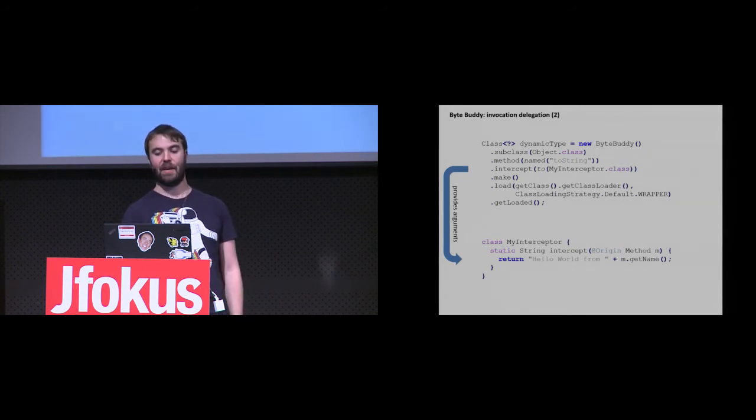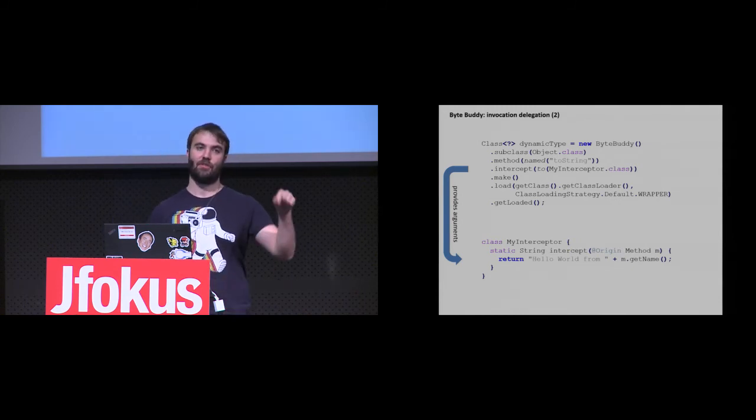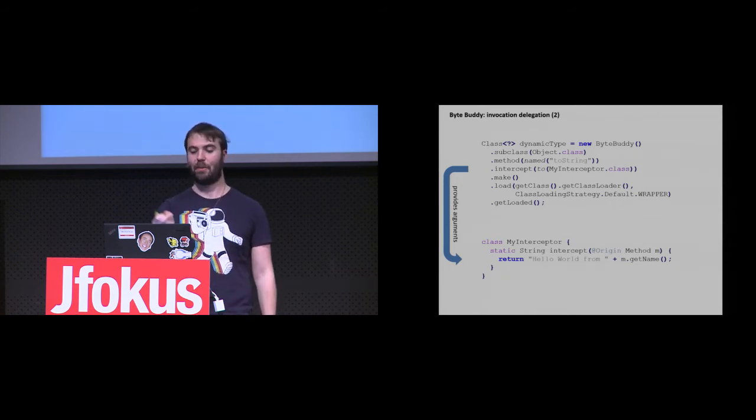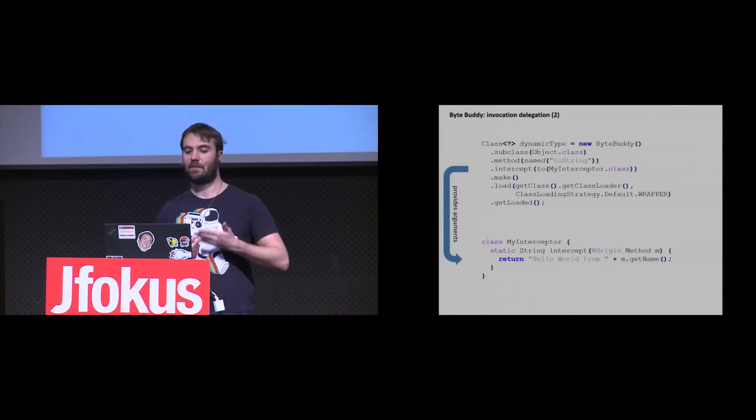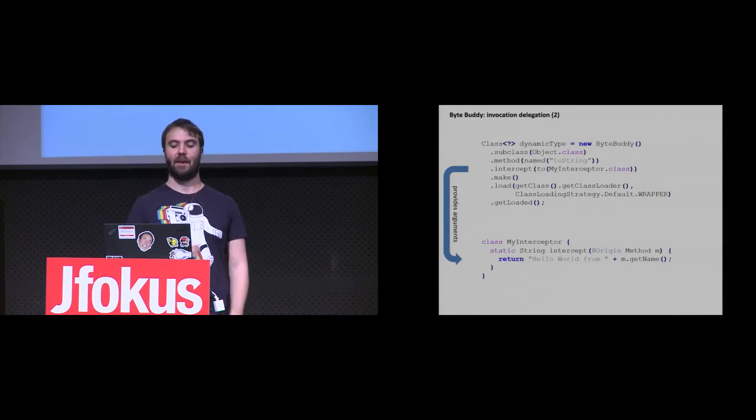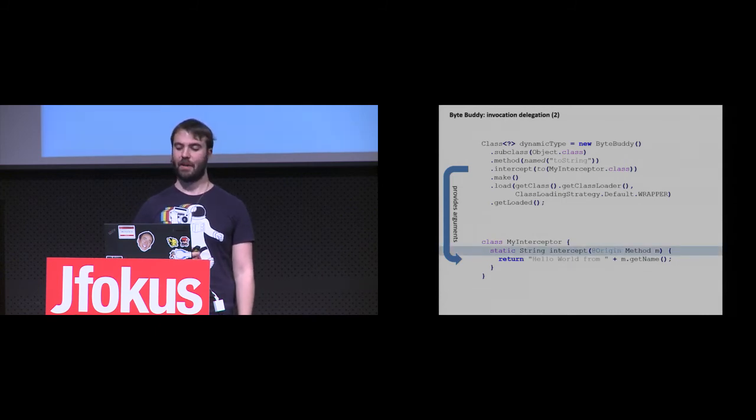In this case, you annotate the method parameter here with Origin, and that tells Byte Buddy, I want to have a method instance injected into this method, and not just any method, but the method I'm intercepting. So here, this example will suddenly print hello world from toString, right? If you intercept several methods, then you will always get the method back that you have just intercepted and prevented from being called. All right.